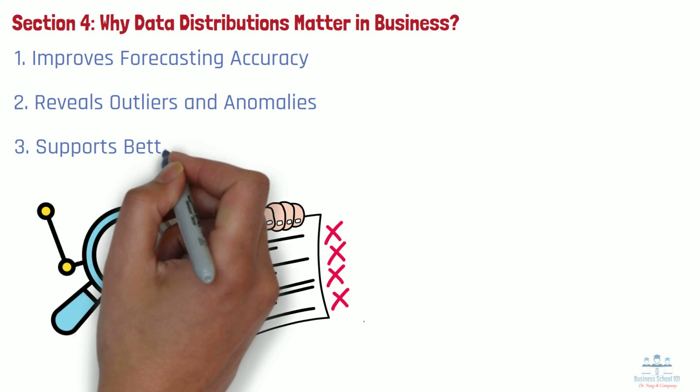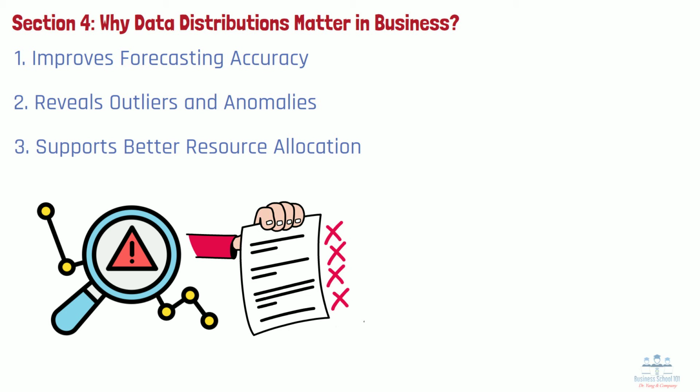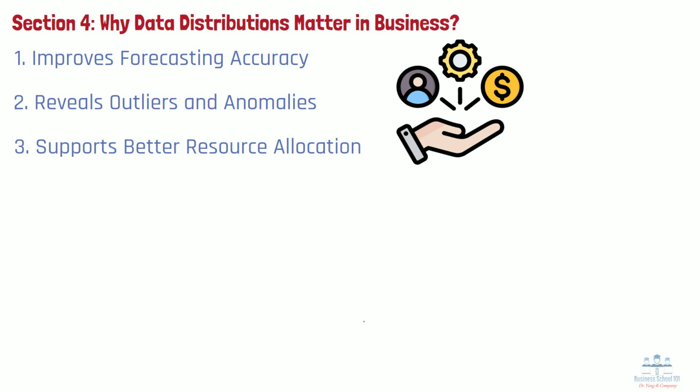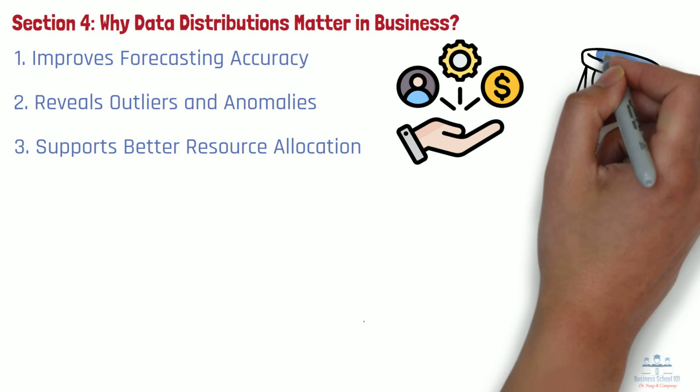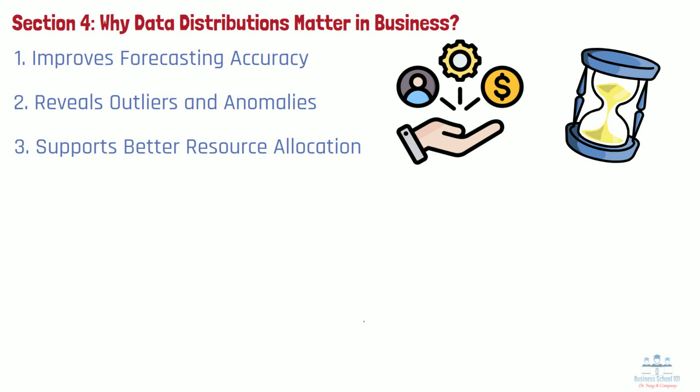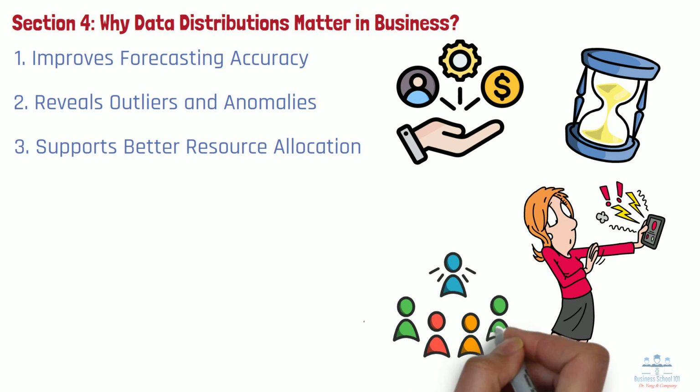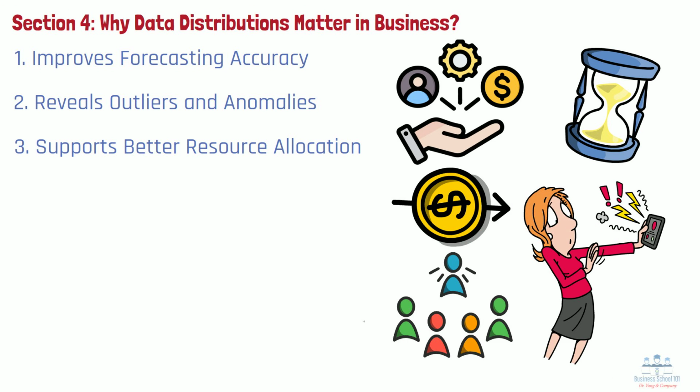Number 3. Supports better resource allocation. Understanding where the bulk of your data lies helps businesses allocate resources efficiently. For instance, if customer service wait times follow an exponential distribution, with most calls happening in short bursts, staffing can be adjusted to match the peak periods and reduce costs during lulls.